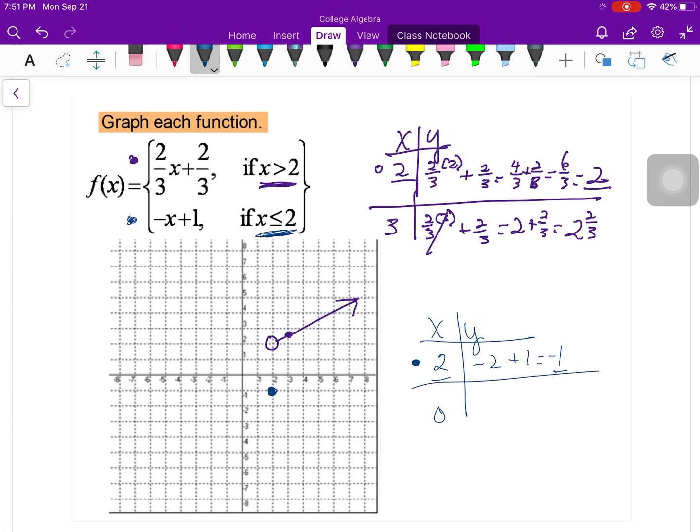Then it says pick something less than 2. I'm going to pick 0. 0 plus 1 is 1. 0, 1. Started here, head towards and through that point. And I have my two pieces graphed.